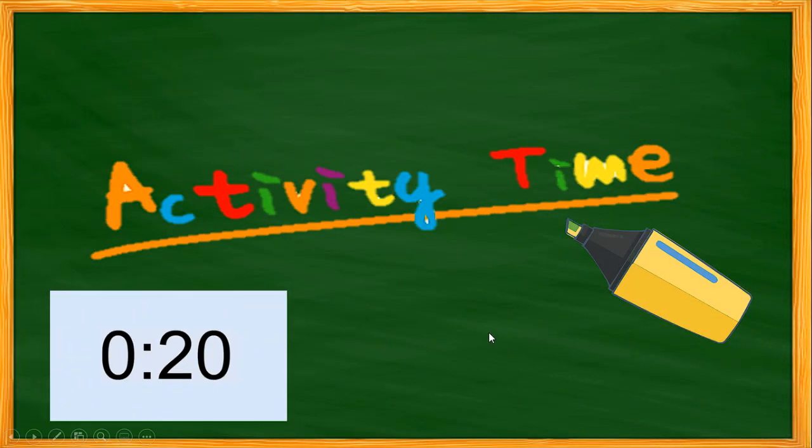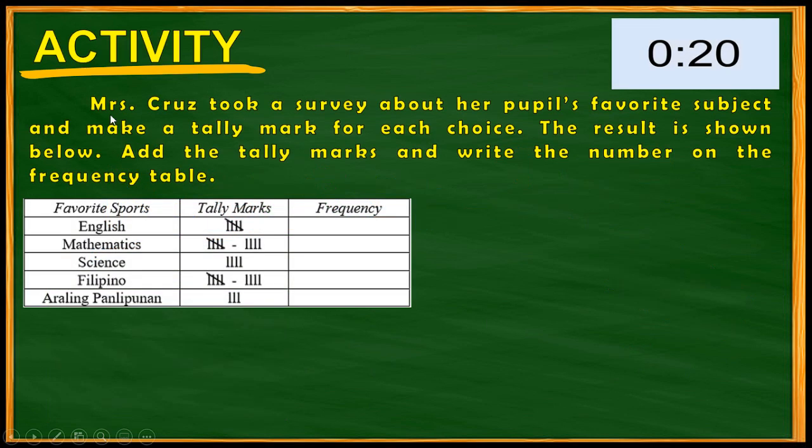So let's have some activity time to further analyze this topic. So you have 20 seconds to answer each of the following questions for the activity. So this should be the problem. Mrs. Cruz took a survey about the pupils' favorite subject and made a tally mark for each choice. The result is shown below. Add the tally marks and write the number on the frequency table.